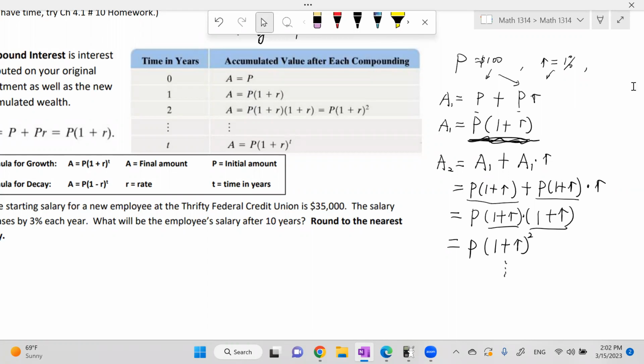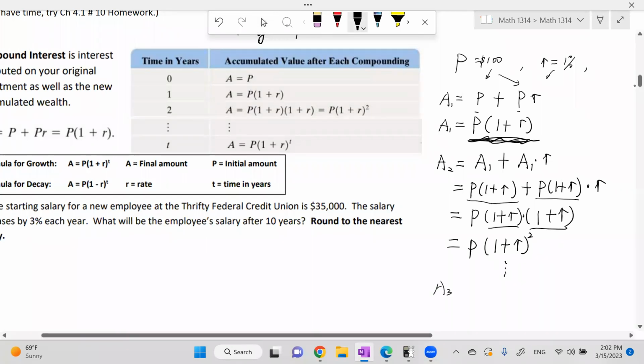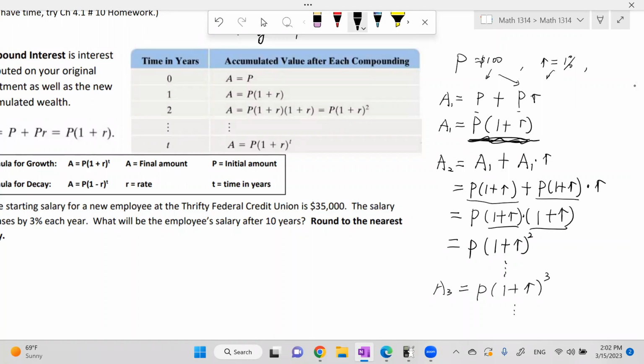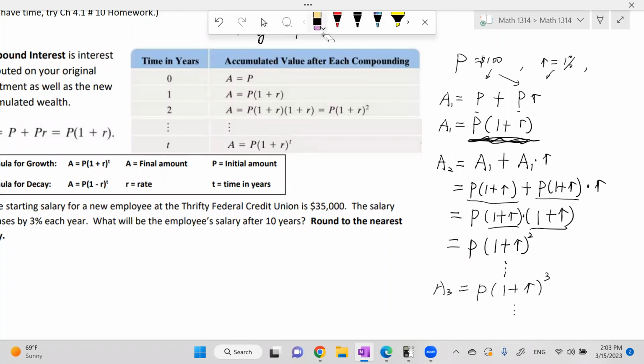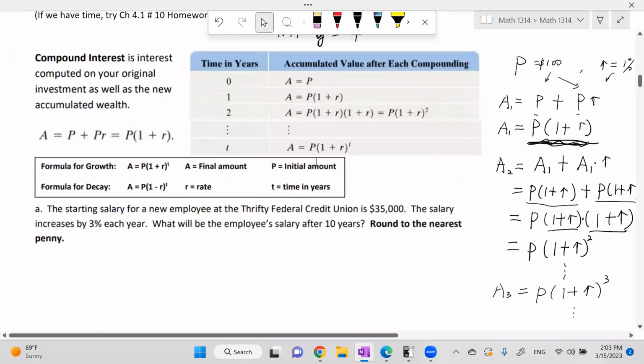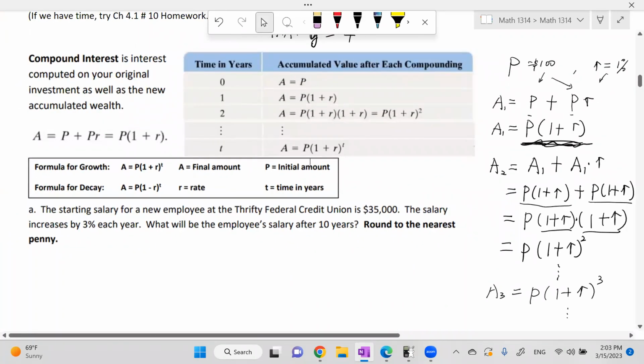Then in the third year, A3, if I simplify my procedure, I'm having P times 1 plus R to the power of 3. The fourth year, the power becomes 4. So we are getting a formula for the T-th year. The future value A equals the principal, or the initial amount of money, times 1 plus R to the T's power. So we have the formula. If we follow the formula, we can know the future value, or we say the final amount. This is the formula for growth.